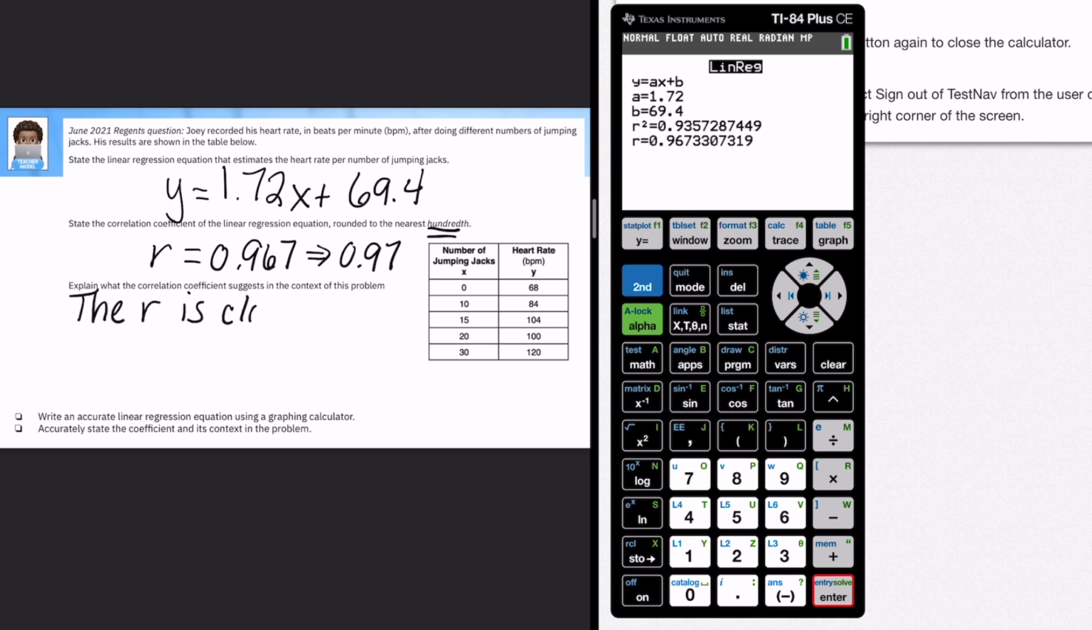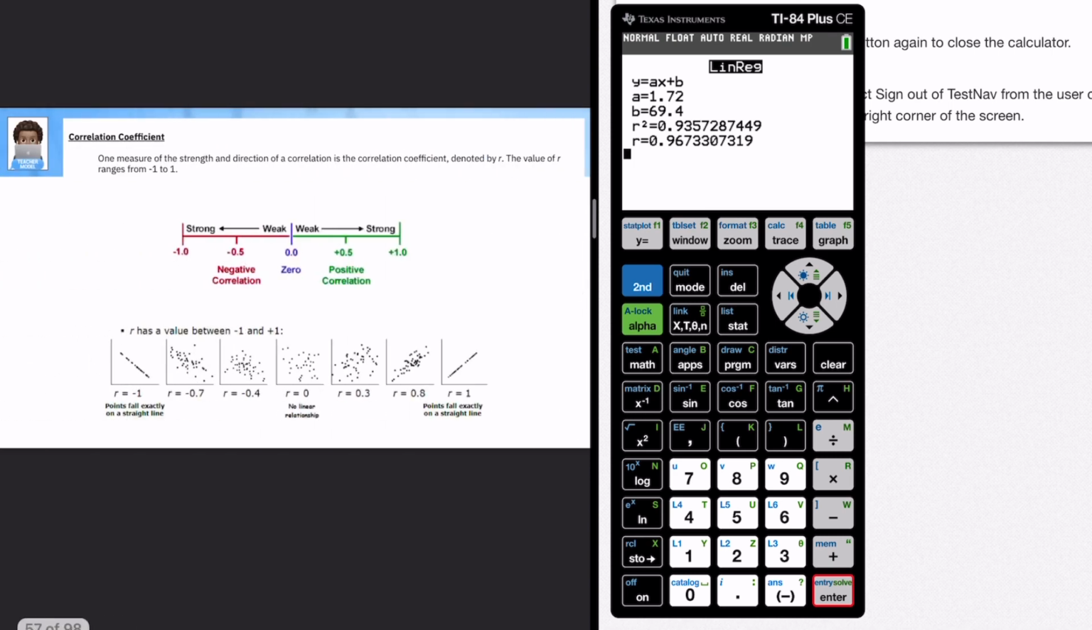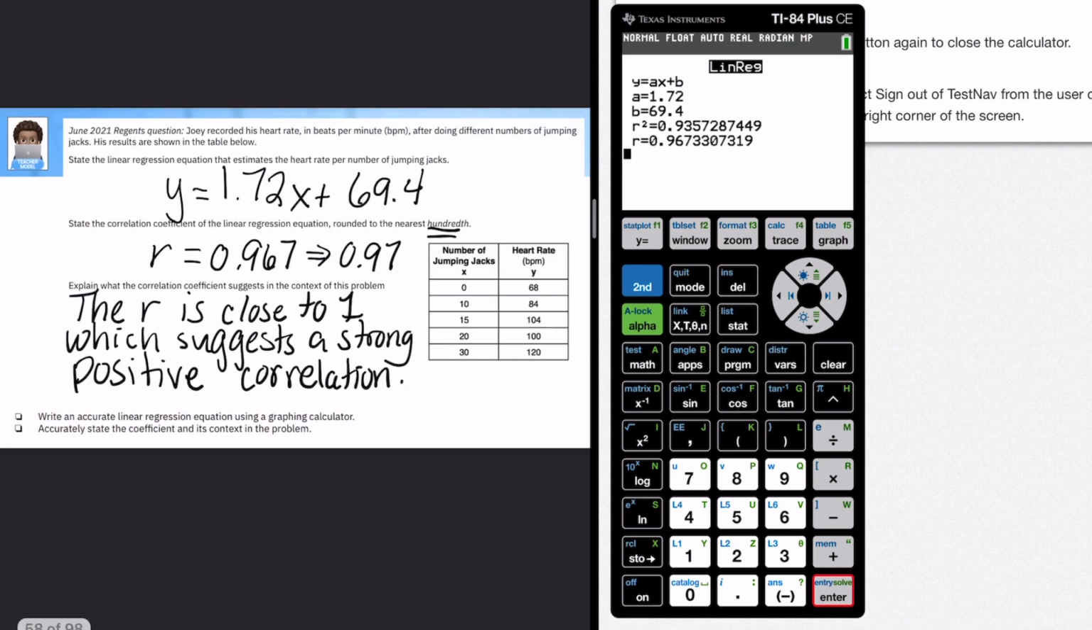The R is close to 1, which suggests a strong positive correlation. So this is very, very close together, and it just goes back to what we were talking about here. The R over here is almost a perfect straight line, so that's a positive correlation.